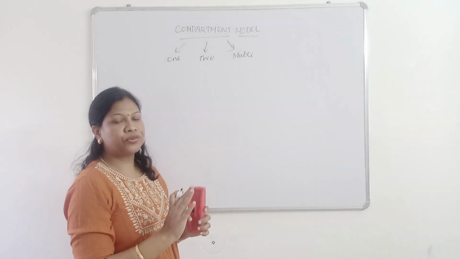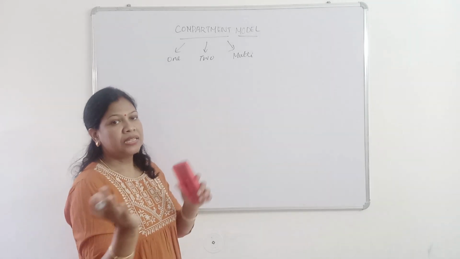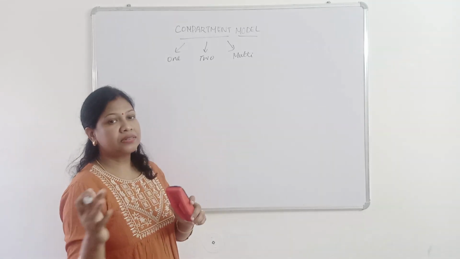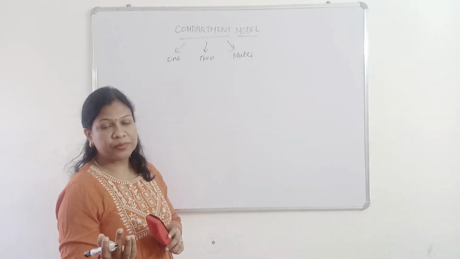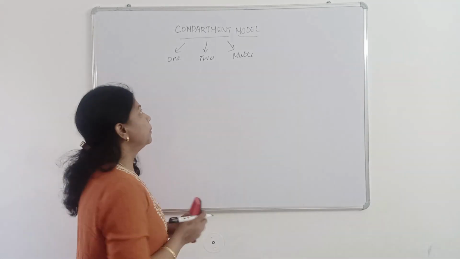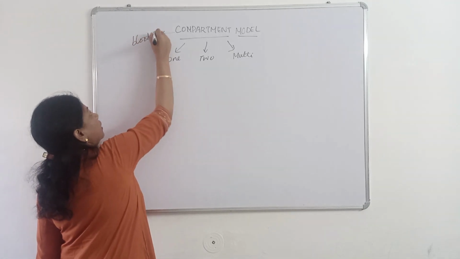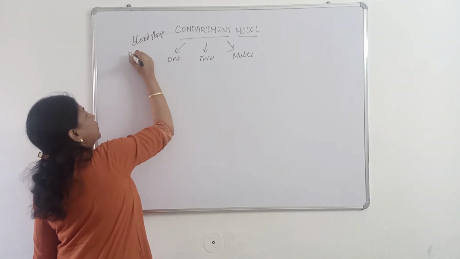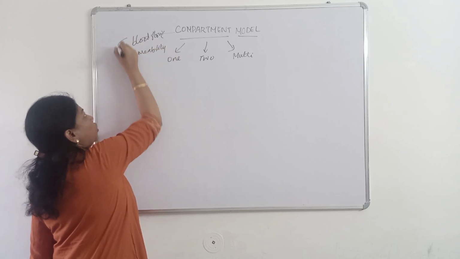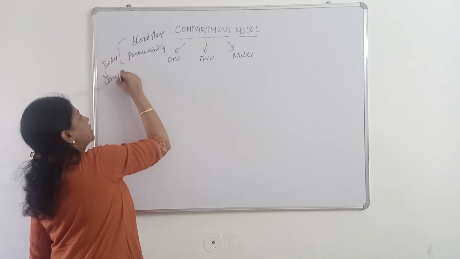Similarly, not only the blood flow, but also the permeability of the drug. If the drug is highly permeable, then those tissues will be considered as one compartment, and the tissues which have less permeability will be in another compartment. So mainly depending upon the blood flow and permeability of the drug, the body will be divided into different compartments.